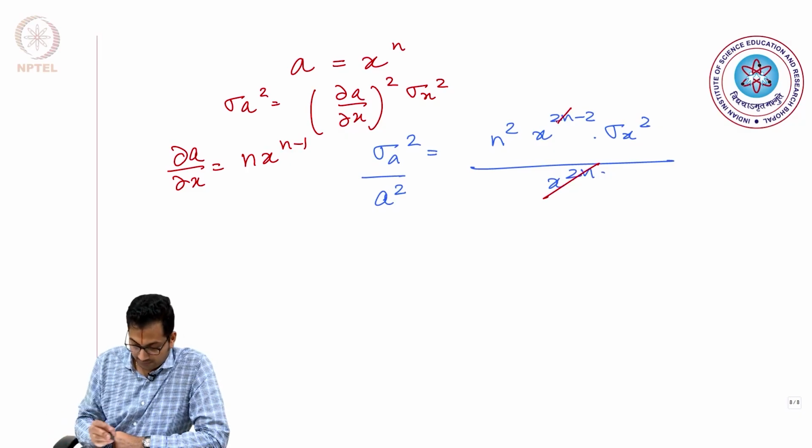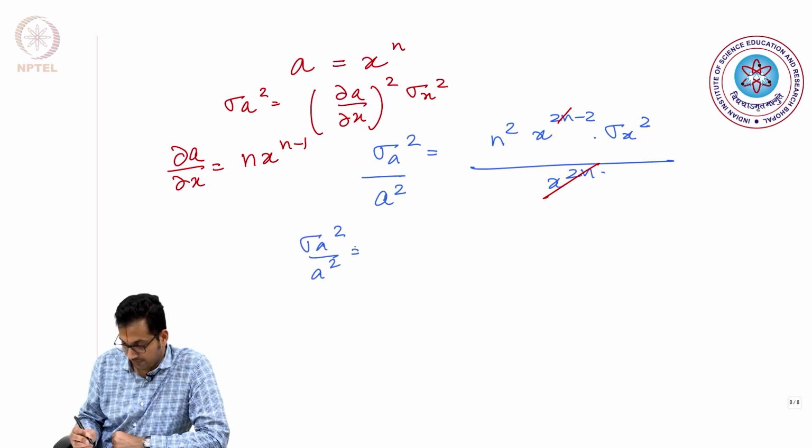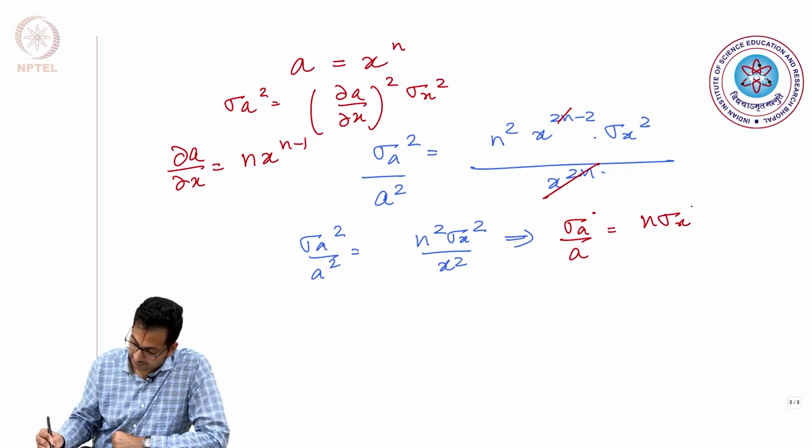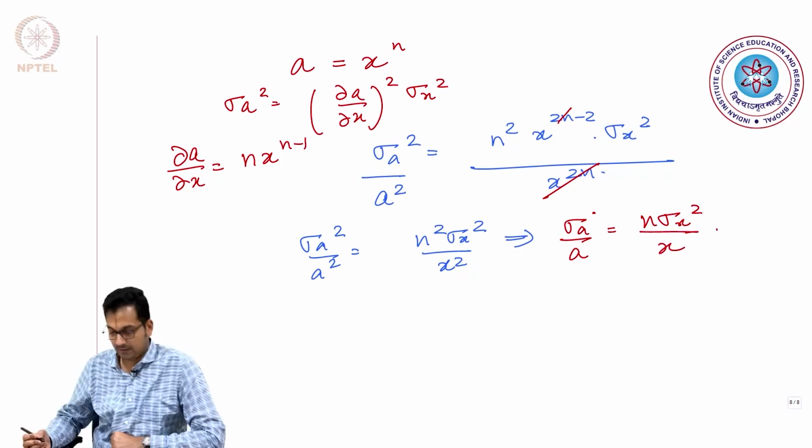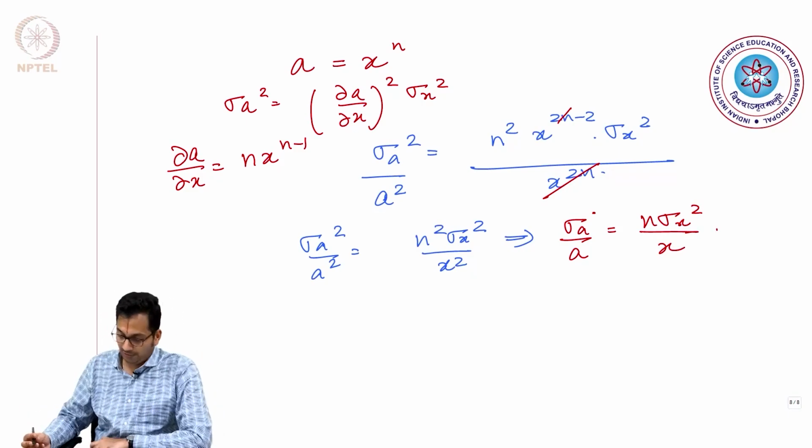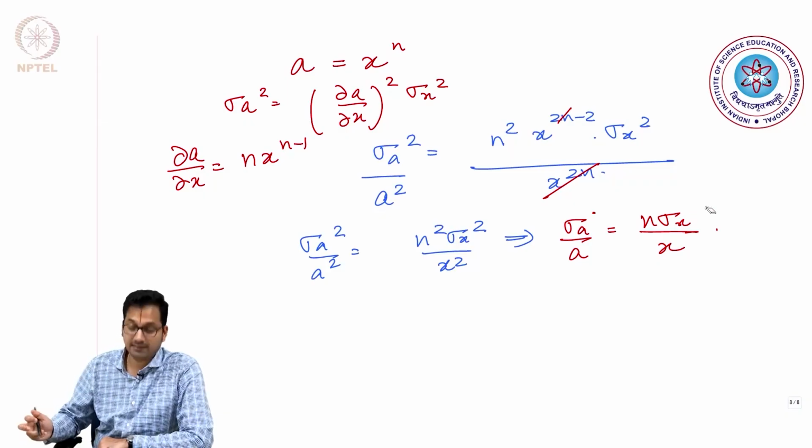So, this will result in sigma A square by A square is equal to n square sigma x square divided by x square. This implies sigma A by A is equal to n sigma x by x. Okay, sorry, n sigma x by x. Good.